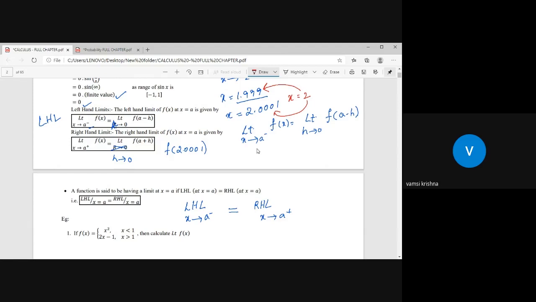Okay. If you want to say that the limit exists at x is equals to 3, that means x tends to 3 plus and x tends to 3 minus should give the same value. The left hand limit at 3 is equal to the right hand limit at x is equals to 3. If it is possible, then you can say that the function is having a limit at x is equals to 3.